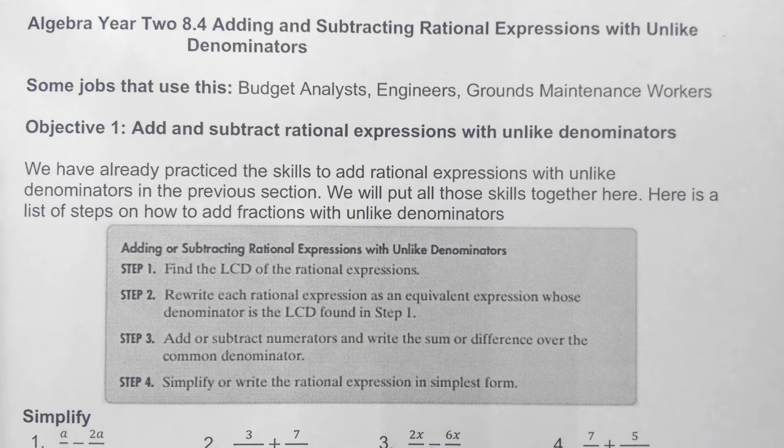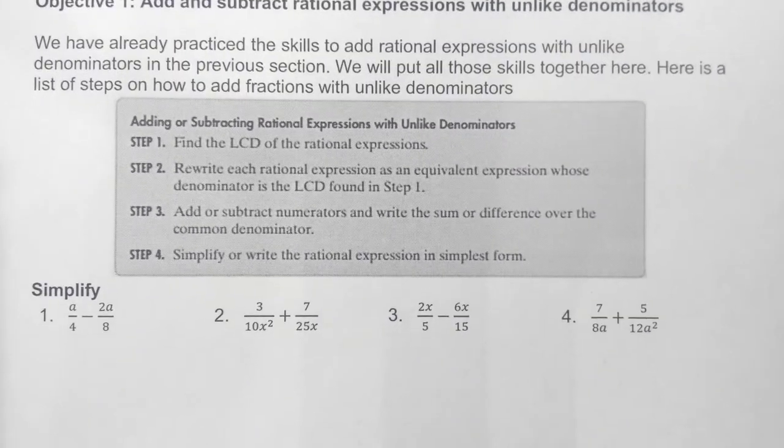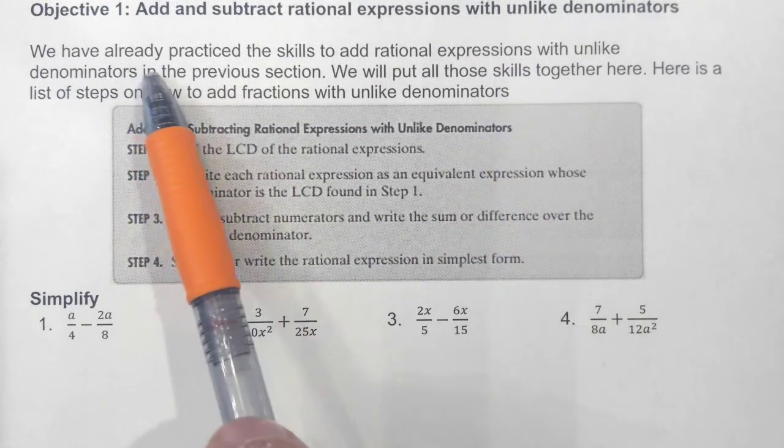It's a great day to be a mathematician. Today we get to add and subtract those rational expressions with unlike denominators. We've been building up to this the last few days, so it shouldn't be too difficult because we've got our basic skills learned, and we're just building one small step on that. Like I've said, we've already practiced the skills to add rational expressions with unlike denominators.